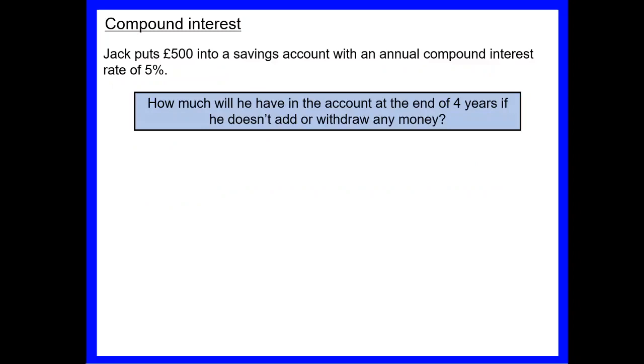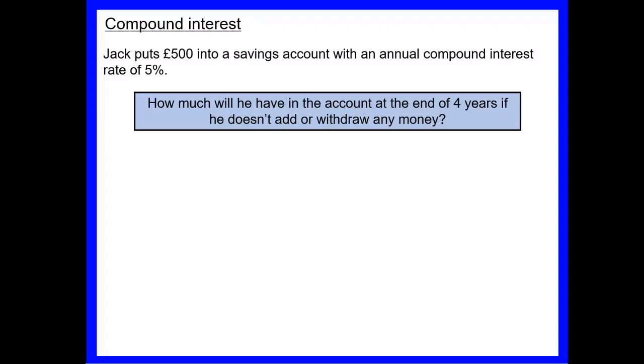Alright then, so compound interest. So we will talk about compound interest a lot when we're looking at savings accounts. So that's usually the questions that you'll get. Most of the time it's about some sort of savings account. So compound interest is where we're gaining money. So it's an increase in our money.